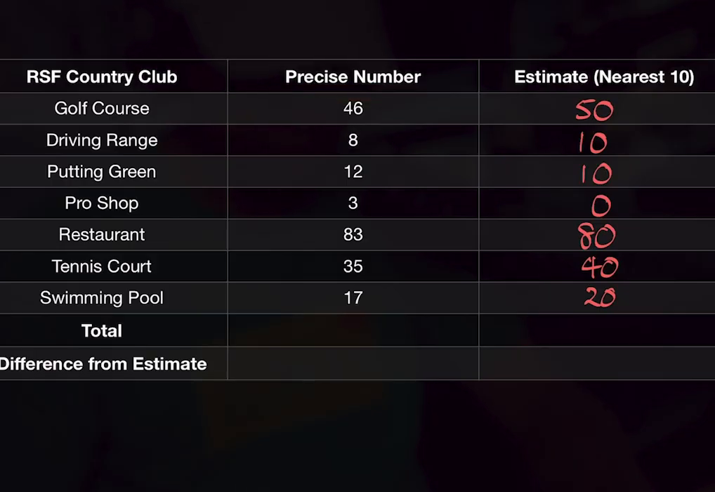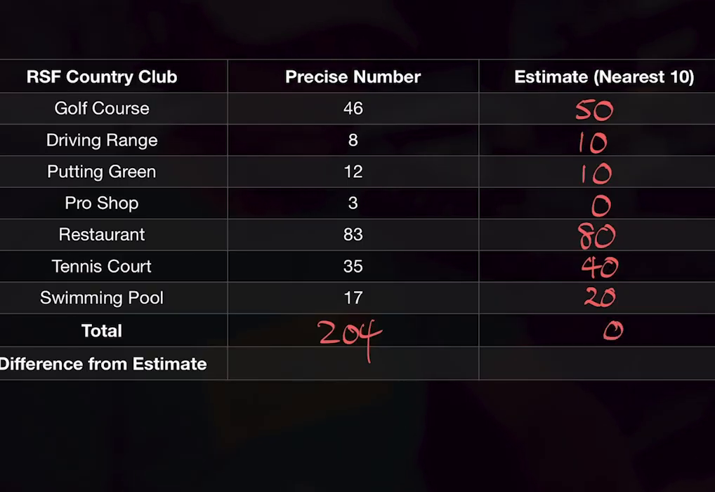When we get the total, I hope that the precise number total is close to the estimate. If not, the estimation will be worthless, just a waste of time. When I get the sum of the precise numbers, I end up with 204. Let's check and see what the total is going to be for the estimation.